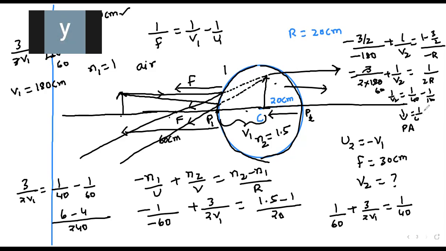That is nothing but, take 1 by 40 common. 1 minus 1 by 3. That is 1 by 40 into 2 by 3. That is 20. So V2 is equal to 60 centimeter.